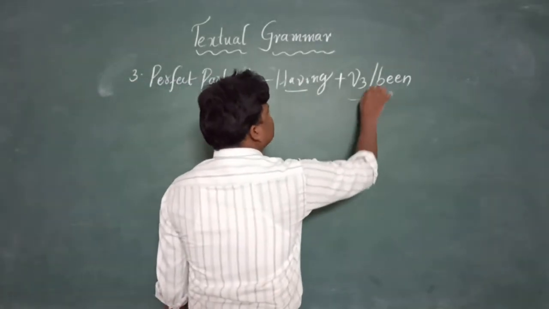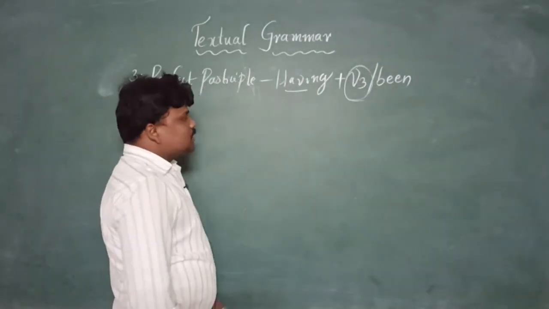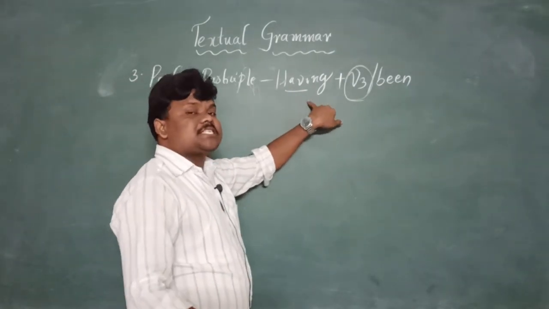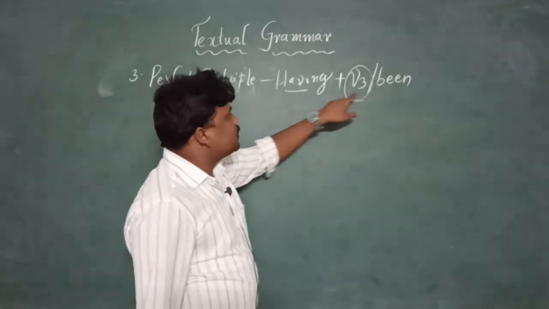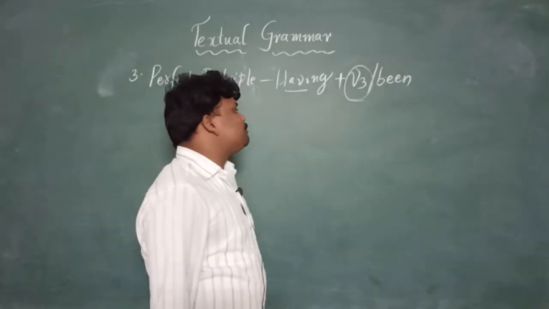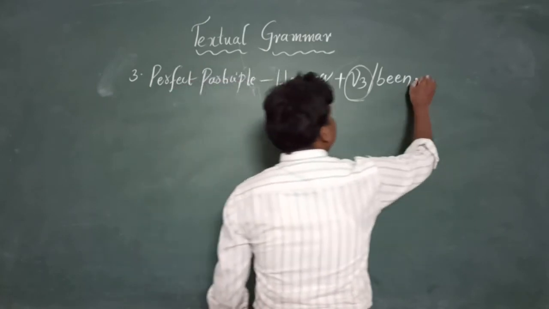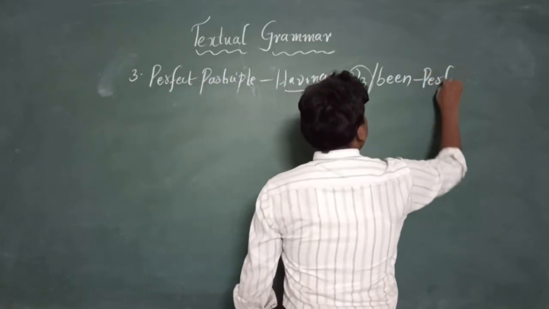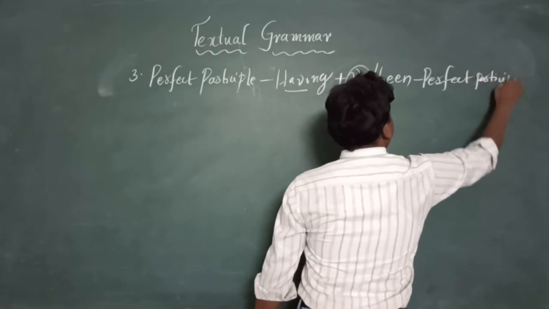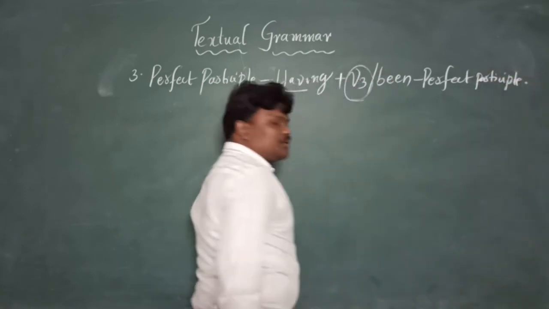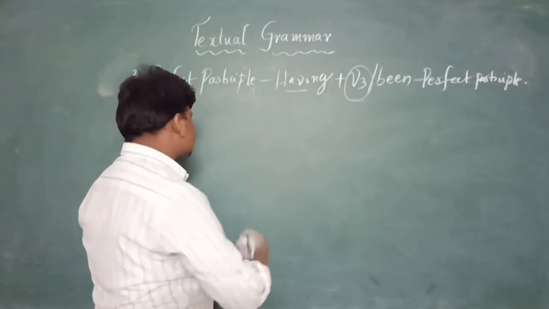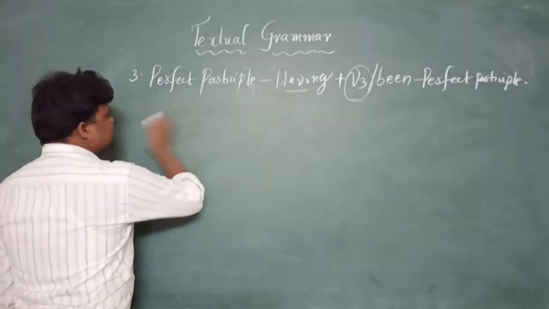After having, what should be written compulsory? V3 should be written compulsory after having. If there is no main verb in the question, we should write been compulsory. This is called perfect participle. You should learn it perfectly, my dear. That's maybe why it is called perfect participle. You should be perfect in all participles. Well, let's get into the practice examples.